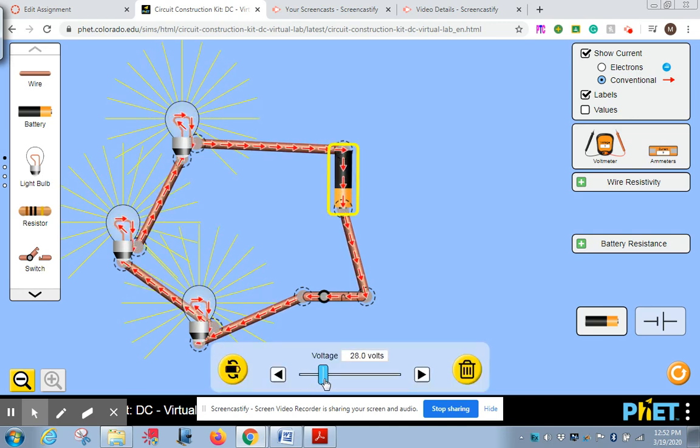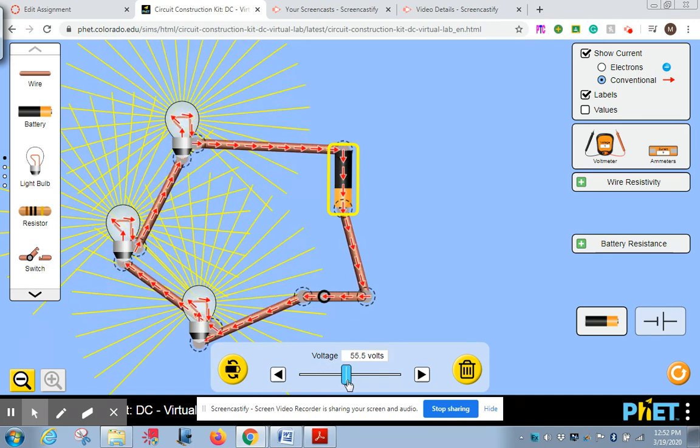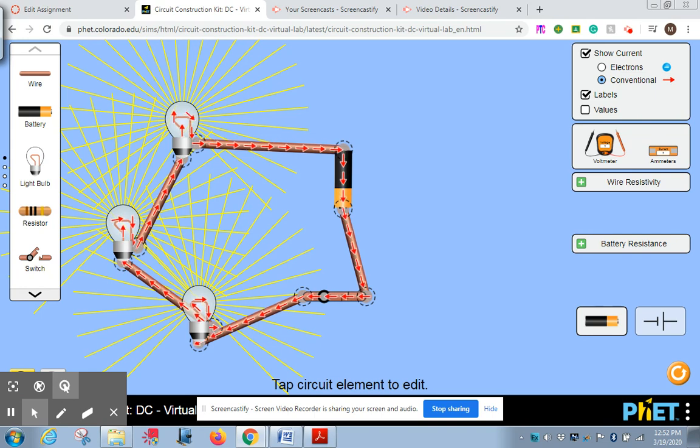If I increase that voltage, you can see the current definitely picks up, and the brightness of the bulb picks up as well. So you could think about power. Power is going to be equal to the current times the voltage. I just increased the voltage, so I gave a little more voltage to each bulb, and we definitely increased the current. So the power, the brightness, went up.